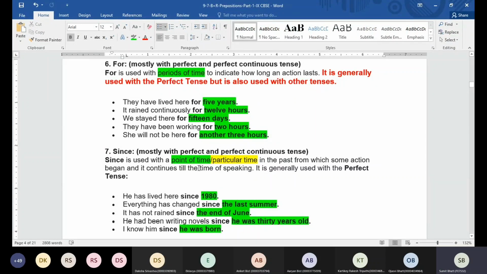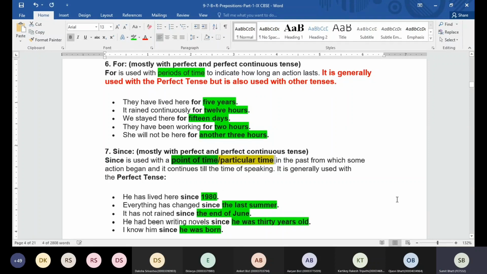Everything has changed since the last summer. So we are referring to the last summer till today. It has not rained since the end of June. So end of June till today. He had been writing novels since he was 30 years old, since 30 and till today. I know him since he was born. So when I say since he was born, since he was 30 years old, since the end of June, since the last summer, since 1980, in all these cases, one thing is surely there, and that is going to be point of time or particular time.